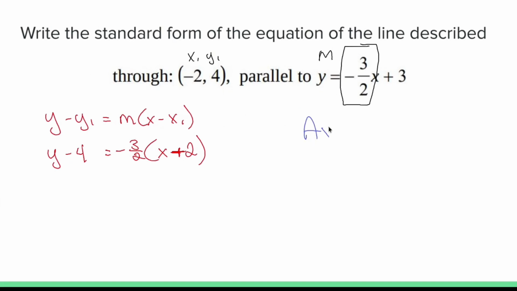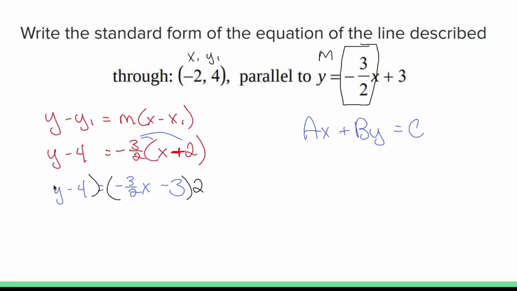And now it's a matter of making this standard form. Standard form is ax plus by equals c, no fractions allowed. So what I'll do is distribute negative 3 over 2 on the right side, so the left side doesn't change. The right side is negative 3 over 2x, and then negative 3 over 2 times positive 2 is going to be negative 3. Now again, fractions are bad.